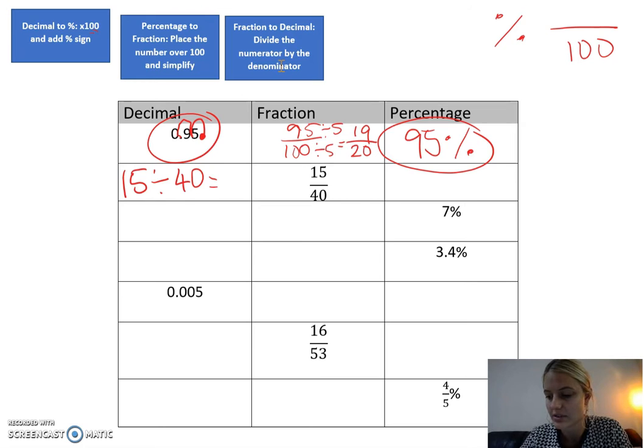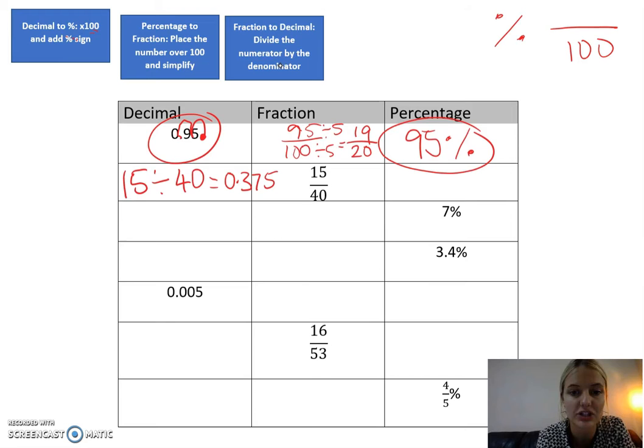15 divided by 40 equals 0.375. Okay, that is the decimal version of the fraction 15 over 40. So I already know how to go back to a percentage from a decimal. So decimal to percentage, I times by 100 or jump the decimal twice. It will be 37.5%.